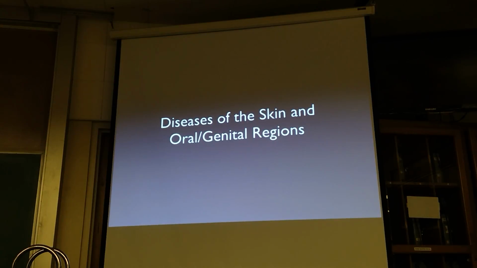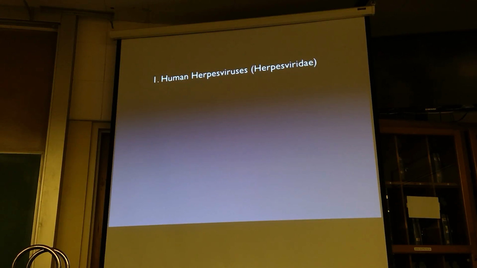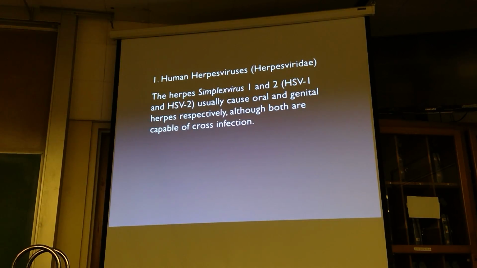So we're going to start out with viruses that tend to cause skin infections, but usually associated with skin, we also include oral and genital regions, because your skin kind of folds into your mouth and other regions. Anyway, the first one on our list is the human herpes viruses. The family here is Herpesviridae. In terms of genus name, these are called herpes simplex virus 1 and herpes simplex virus 2, or HSV1 and HSV2. These typically cause both oral and genital herpes.